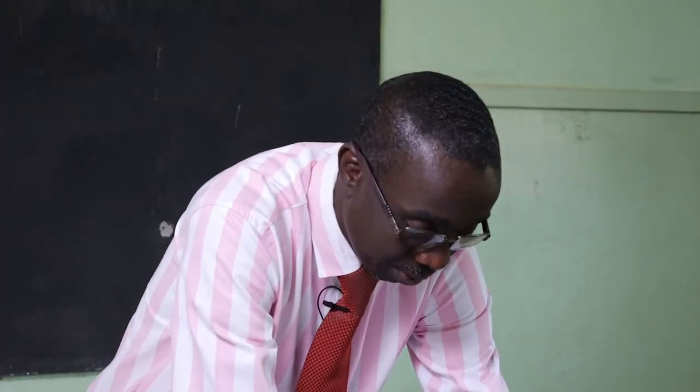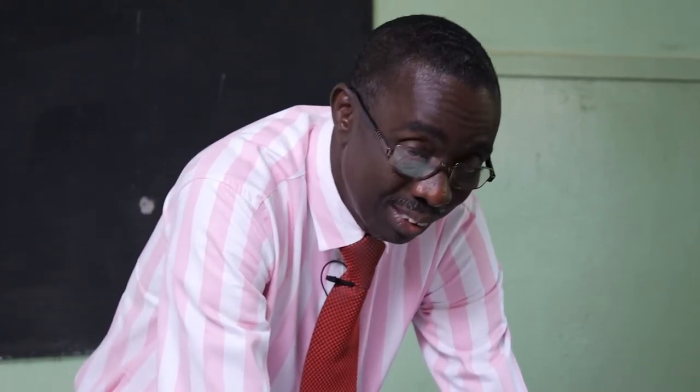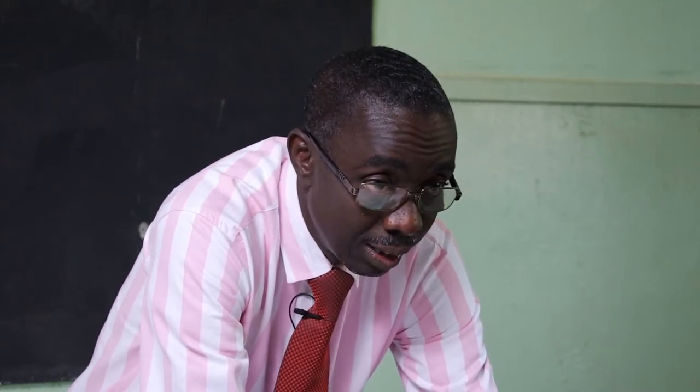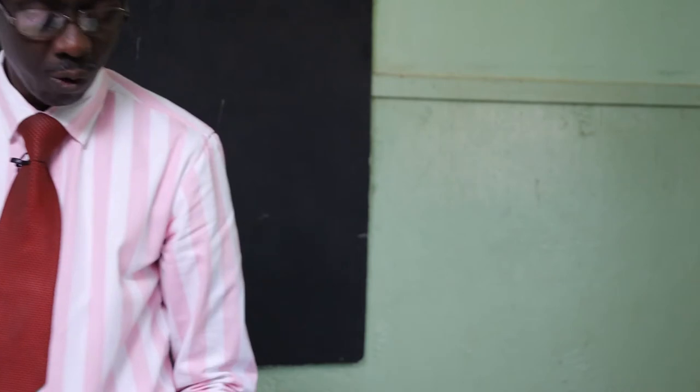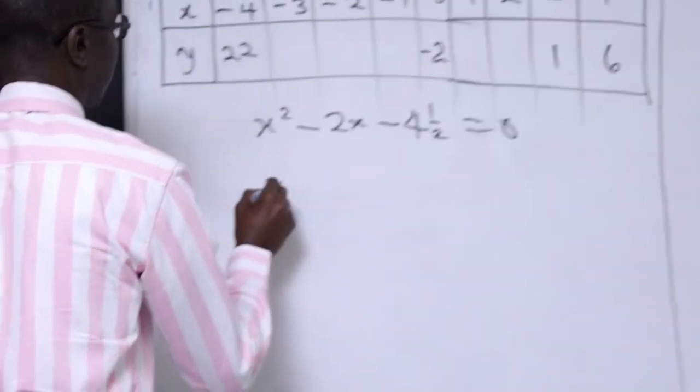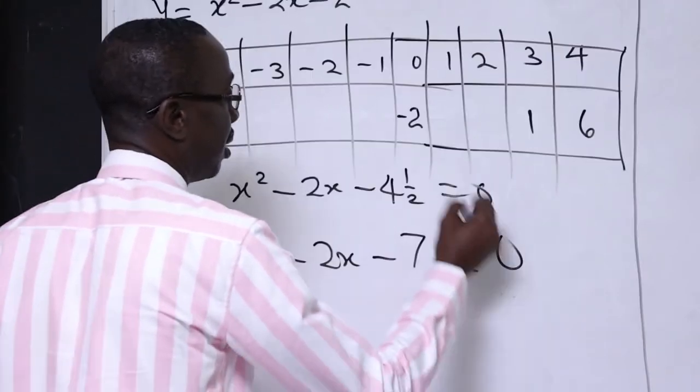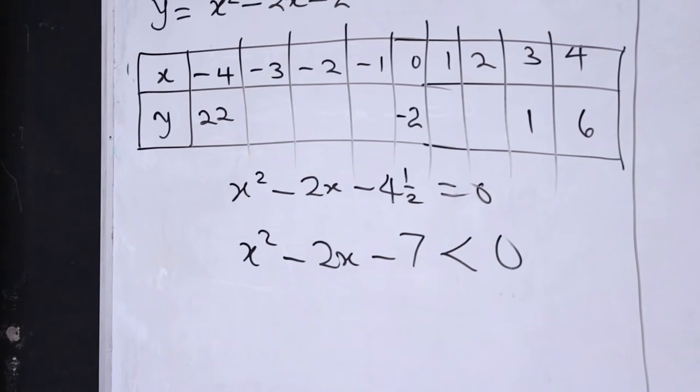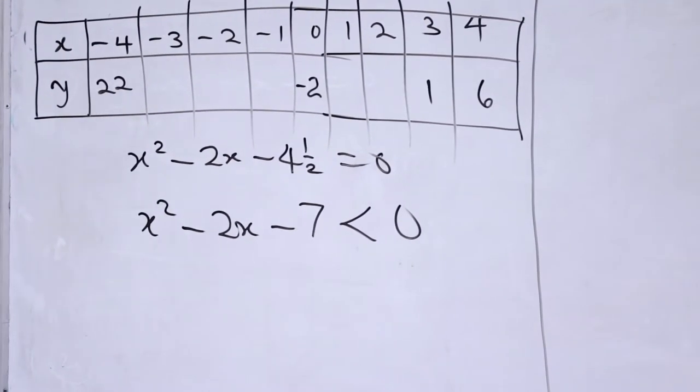Number four. Find the gradient of the curve at point x is equal to 2. 5. The maximum value of y and the corresponding value of x. Six. The range of values of x for which x squared minus 2x minus 7 is less than 0.